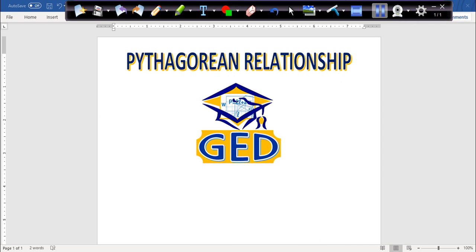Thousands of years ago, people found a special relationship called the Pythagorean relationship among the sides of a right triangle. You can use this relationship to find the measure of any side of the right triangle if the other two side measures are known. The Pythagorean relationship states, and we're going to get a whiteboard and illustrate this.